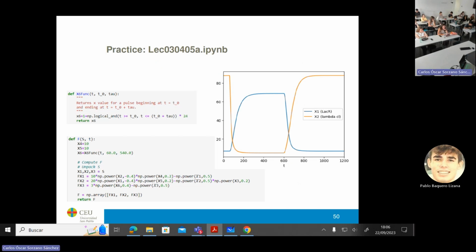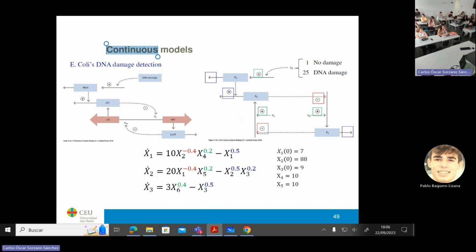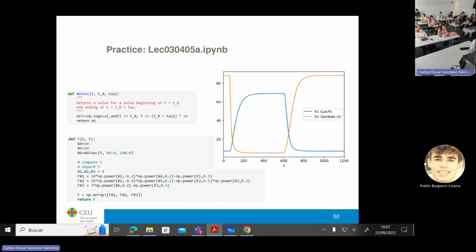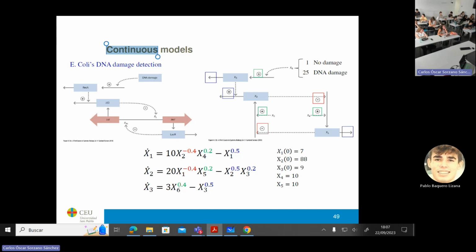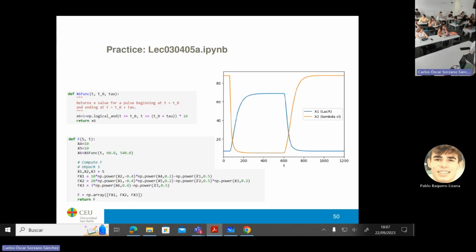Let's see if these responses go as they should. When damage happens, x1 grows, that is this one. The damage is repaired, and at some point the damage disappears, and x2 is repressed during that time. And then when the damage disappears, x1 is deactivated and x2 is activated again.